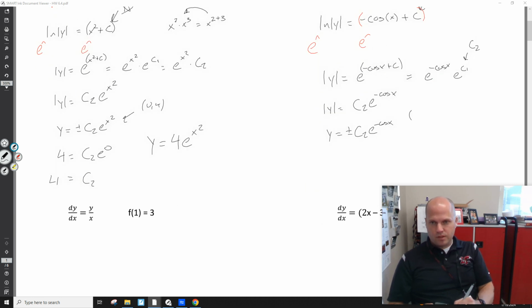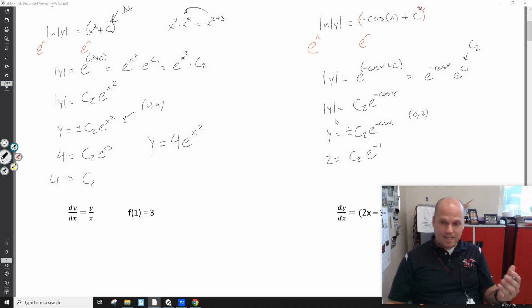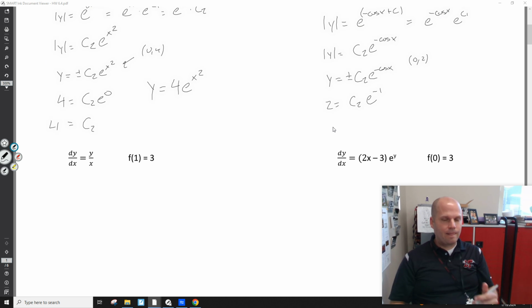Now, when I plug in 0, 2, I get the following. 2 equals, again, ignore the plus or minus, you'll find the correct sign. E to the negative cos x will always be positive. E to the negative cosine of 0. That's e to the negative first.